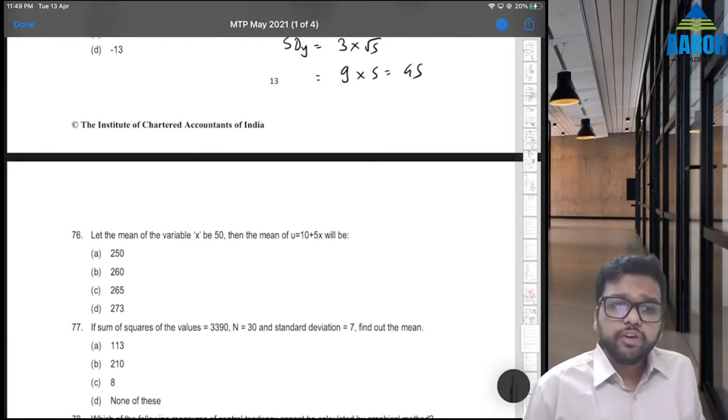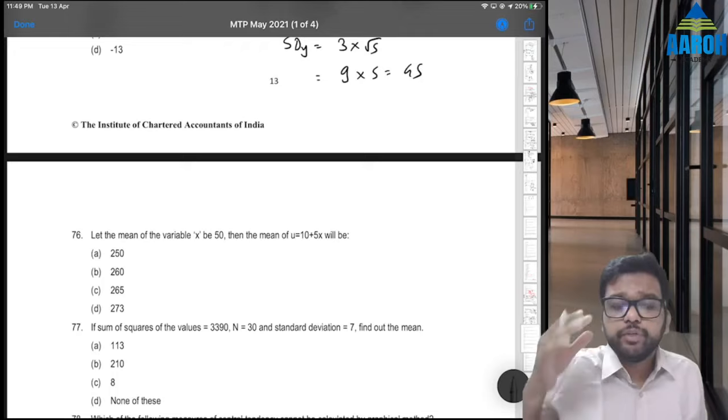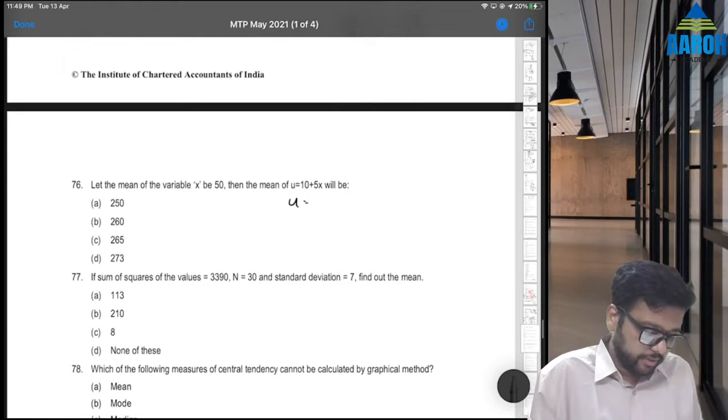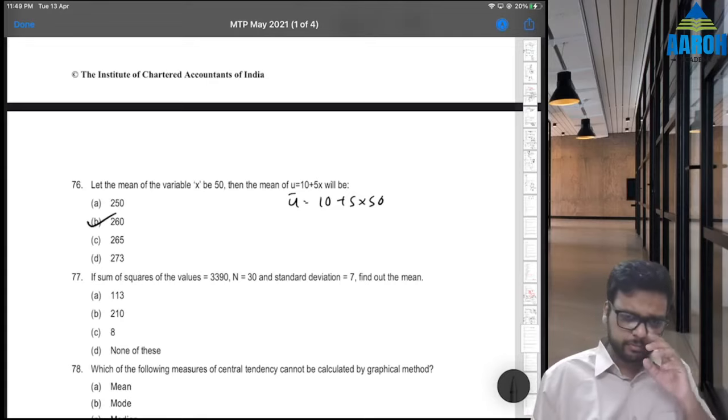76. Let mean of variable x be 50. Then mean of u will be. This is simple. Mean is affected by both. So u bar will be 10 plus 5 into 50, 260. 260 will be the correct answer.